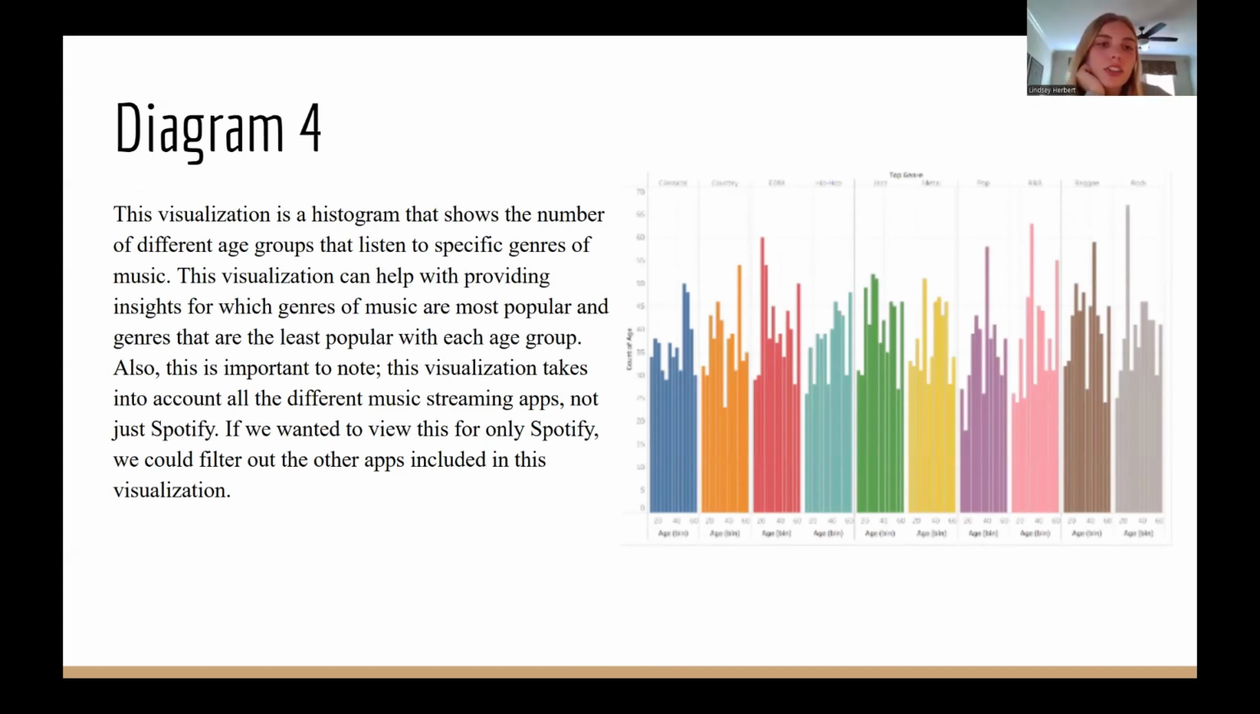For my visualization, I did a histogram that shows the number of different age groups that listen to specific genres of music. This visualization can help with providing insights for which genres of music are most popular and genres that are the least popular with each age group. Also, this is important, the visualization takes into account all the different streaming apps, not just Spotify. So if we wanted to view this for only Spotify, we could filter out the other apps included in this histogram.